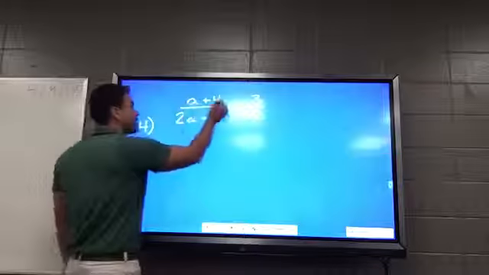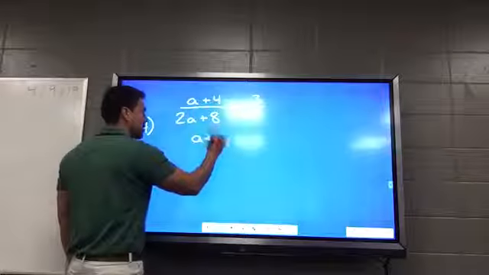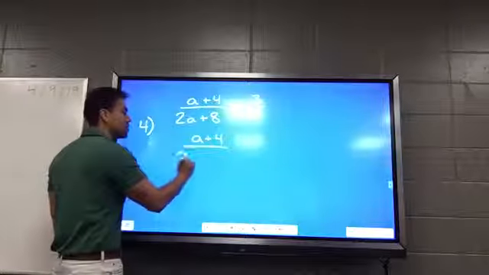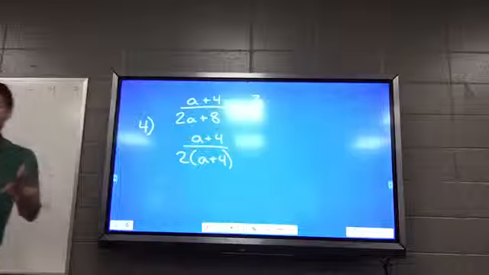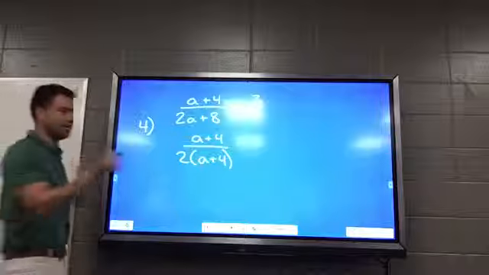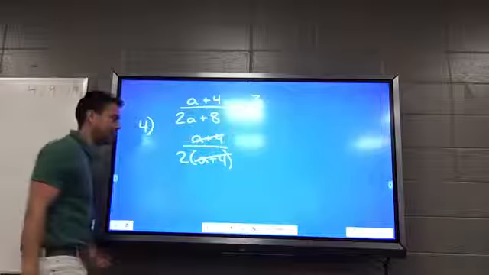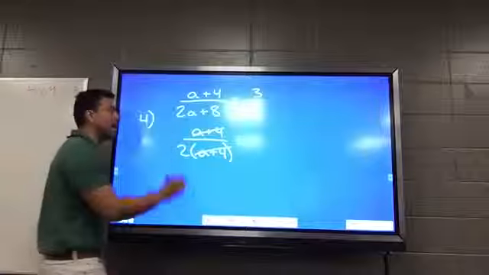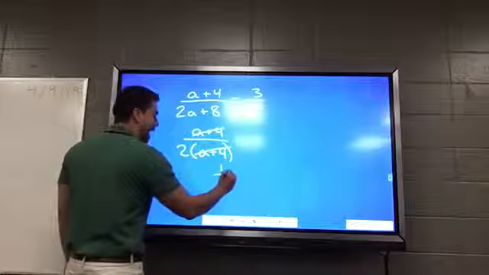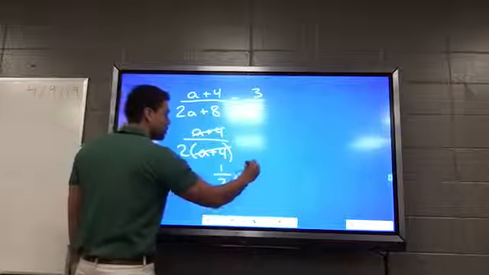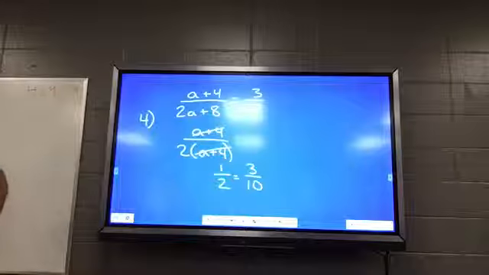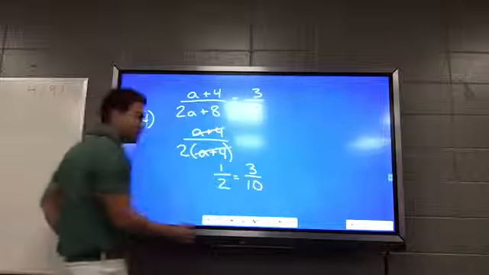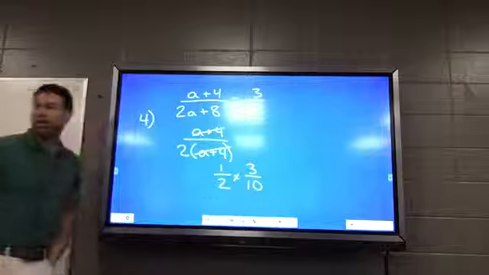All right, factor the numerator, which is just a plus 4. Factor the denominator, which is 2 times a plus 4. Uh-oh, what do I notice? Boom and boom. The a plus 4's cancel. I am left with 1/2 equals 3/10. Is that true? 1/2 equals 3/10? No. Guess what my answer is?